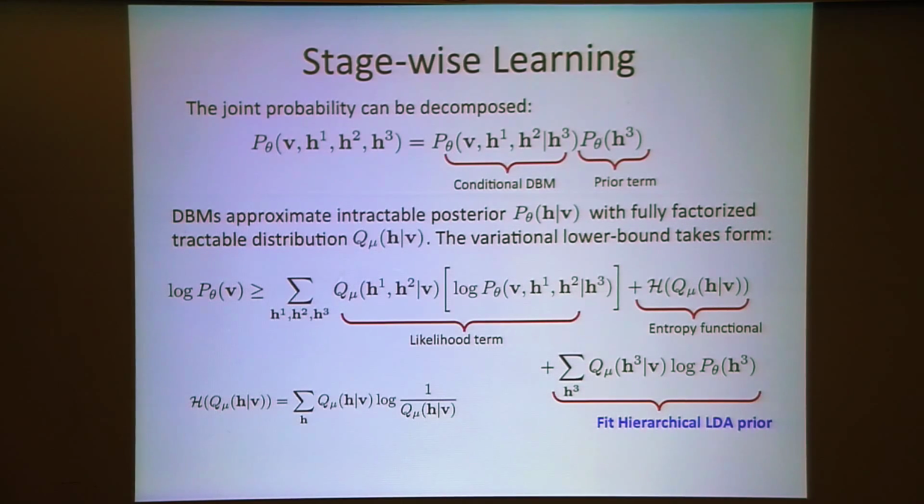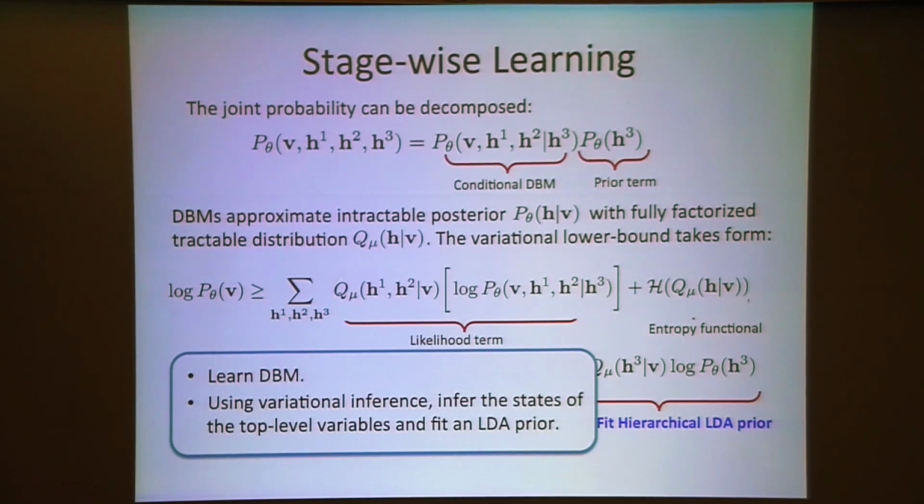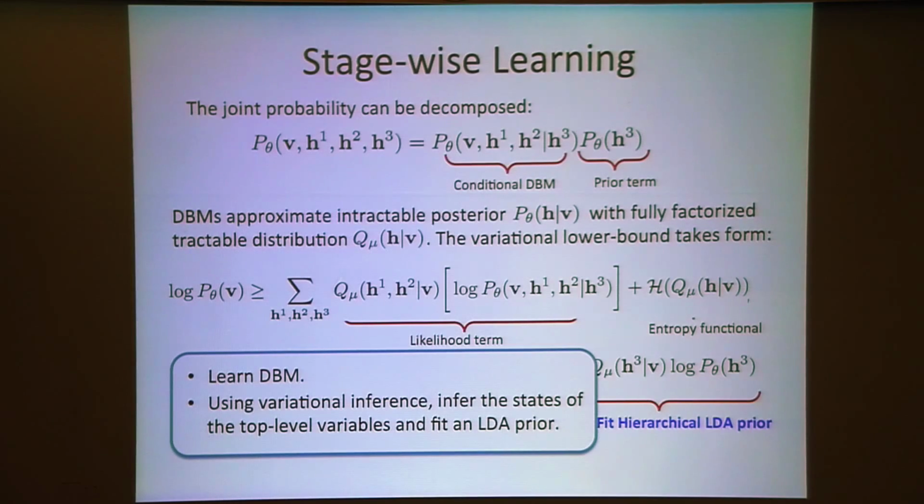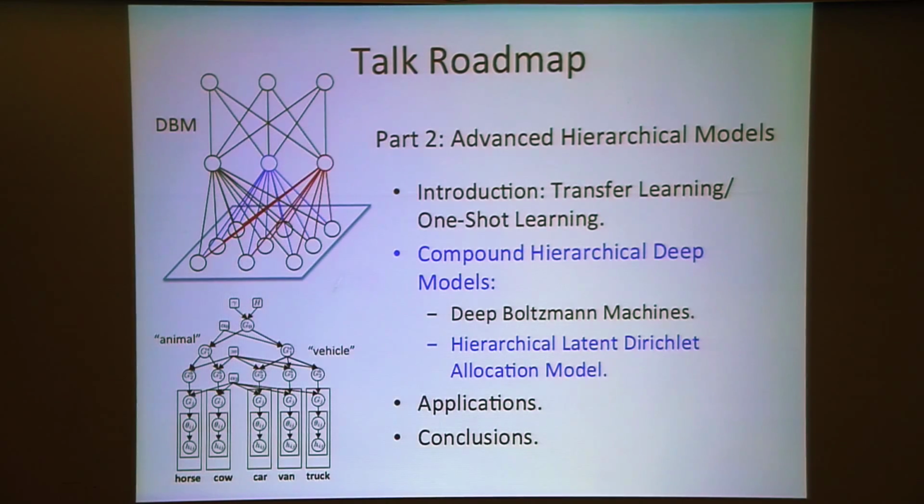Okay? So there's a little bit of math involved here, but the end message that I want to communicate is as follows. You can learn a deep Boltzmann machine. You can use variational inference to infer the states of the top-level latent variables, and you can just fit a prior on top. In this case, we're looking at a latent Dirichlet allocation prior, okay? Or you can fit any type of hierarchical prior. Okay. So let me quickly give an overview of the hierarchical LDA model and see how we can use it here.